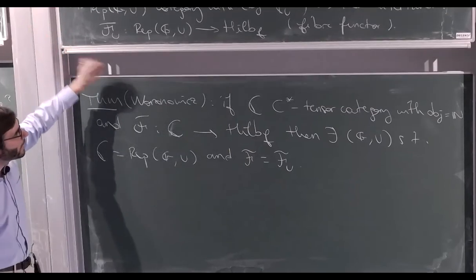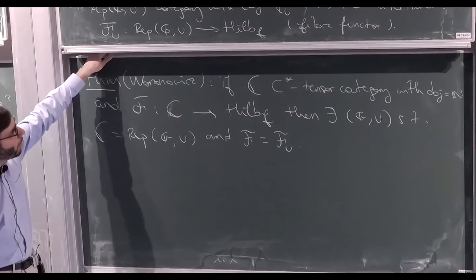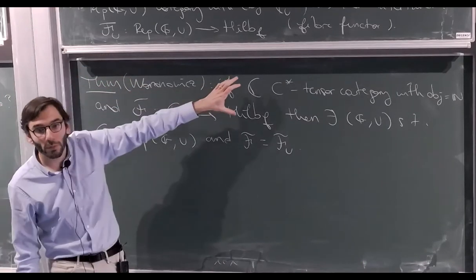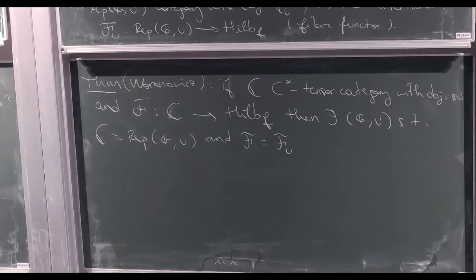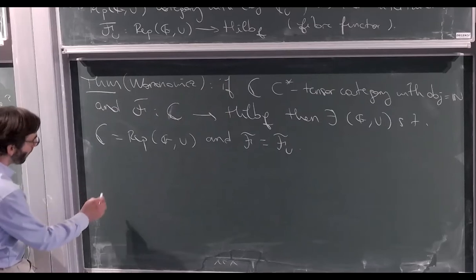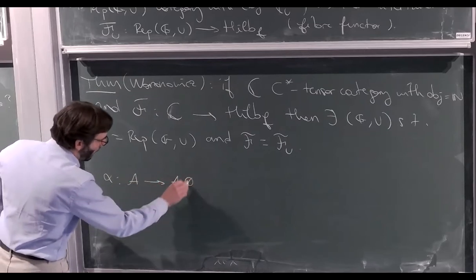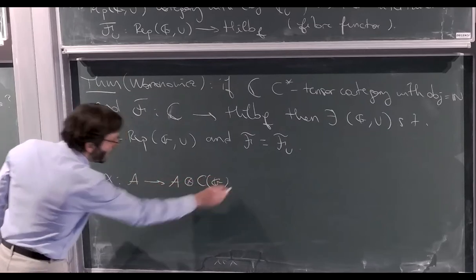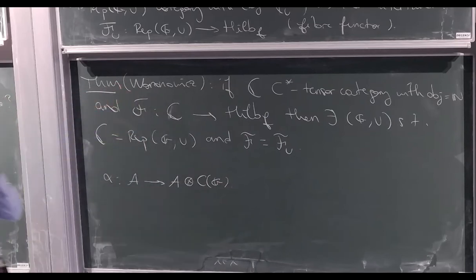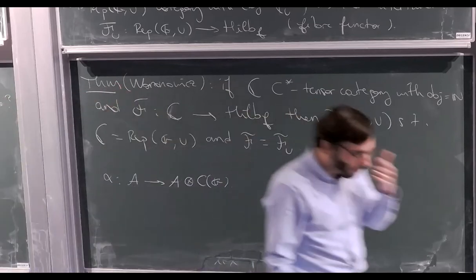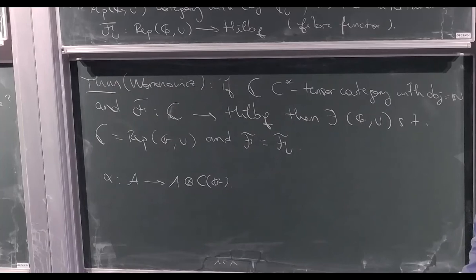So now the nice thing is that you have something smaller, but it still contains all the information. So now what about actions? Well, if you have an action, you would like to try to see it at the level of the category Rep G_U. And you can do this by trying to build a functor out of it.